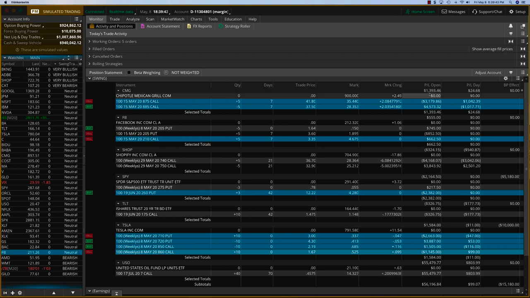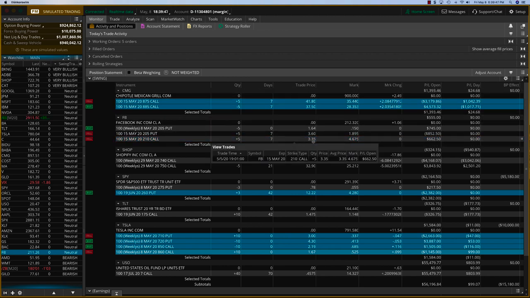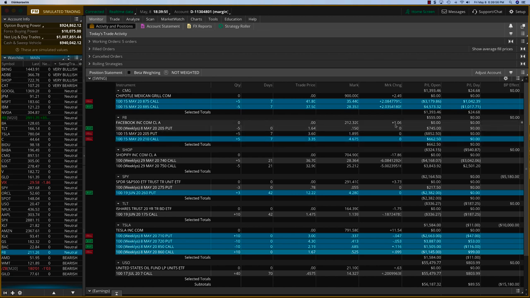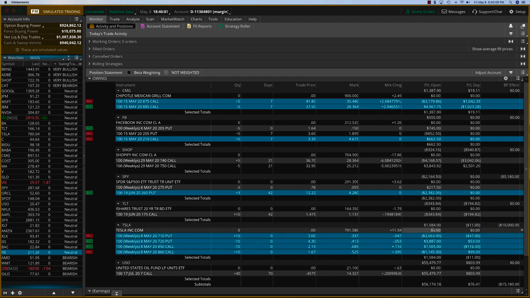Chipotle is a $1,400 profit right here. Facebook, this call is going to be quite profitable. The option prices have not opened in the pre-markets yet, but you can see Facebook is up, and so this is expected to go up some more. This will probably be close to $1,000 profit right there. And then we have Tesla, which is at max profit on this iron condor, which is about $1,600.